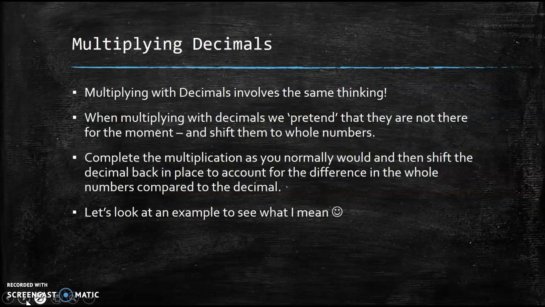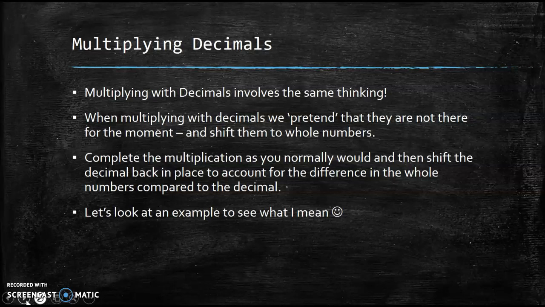Let's talk about how we're going to multiply with decimals. Multiplying with decimals involves the same exact thinking as multiplying with whole numbers. So if you're a little rusty on multiplying whole numbers, I strongly suggest you practice that before jumping into decimals. When we're multiplying with decimals, we're basically going to pretend that the decimals aren't there for the moment. And we're going to shift our numbers to become whole numbers. I'll tell you more about what that is in a moment. Once you have your whole numbers, you're completing the multiplication as you normally would.